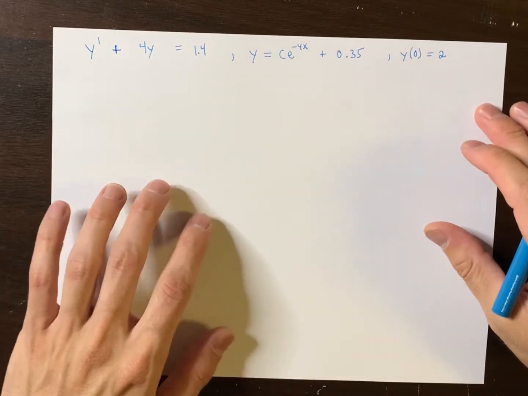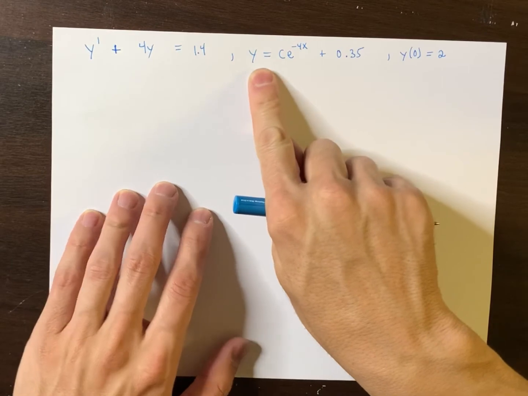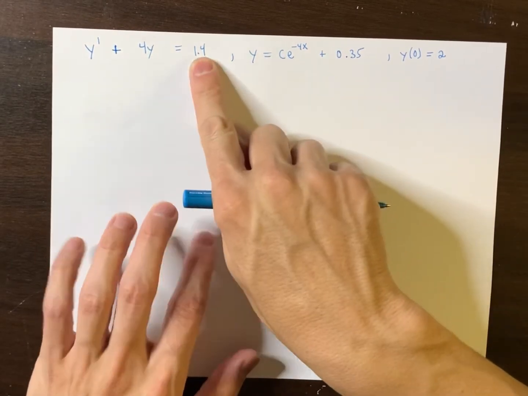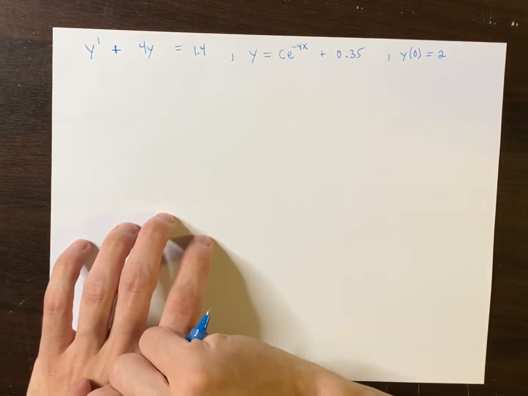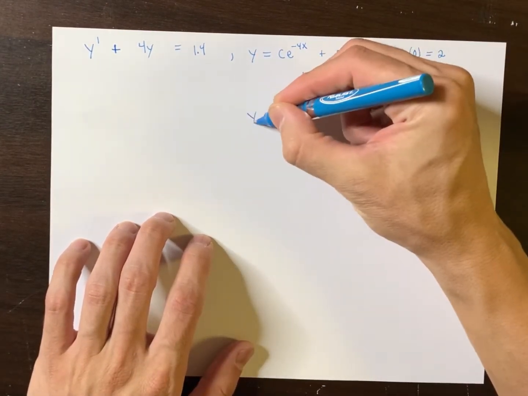So for part A of the exercise in question, they want us to verify that this truly is a solution to this differential equation. So let's make some substitutions. Now, before we actually do that, let's establish what the derivative is.